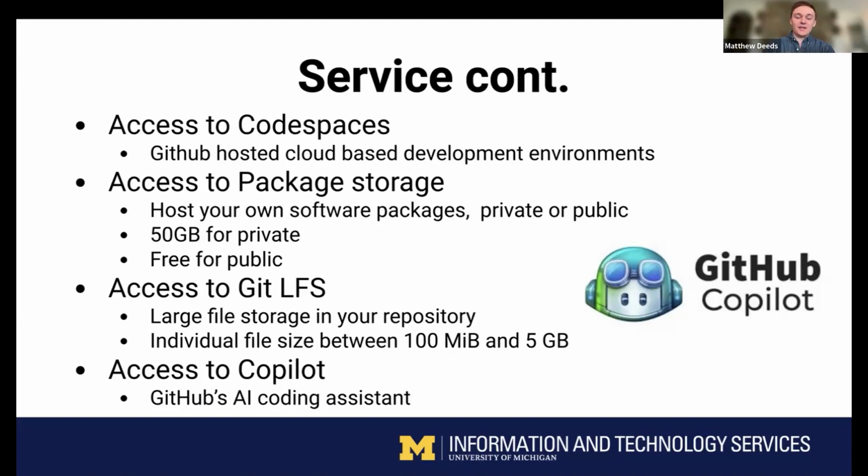GitHub also offers its Copilot AI coding tool. GitHub describes Copilot as your AI pair programmer, and it's essentially a tool that integrates with your IDE and provides automatic code completion using AI. One common question we get about this is, if I use Copilot, is my data safe, or does GitHub use my code to train the AI?